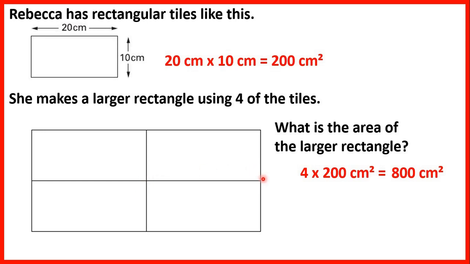The other way to solve this question would be to work out the length and width of the larger rectangle. So we can see that the width will be 20 because one width is 10 and we have two of the smaller tiles. And then the length will be 40 because 2 times 20 or 20 plus 20 is 40. And then if we multiply 40 centimetres by 20 centimetres, again we get the same area. We get 800 centimetres squared.